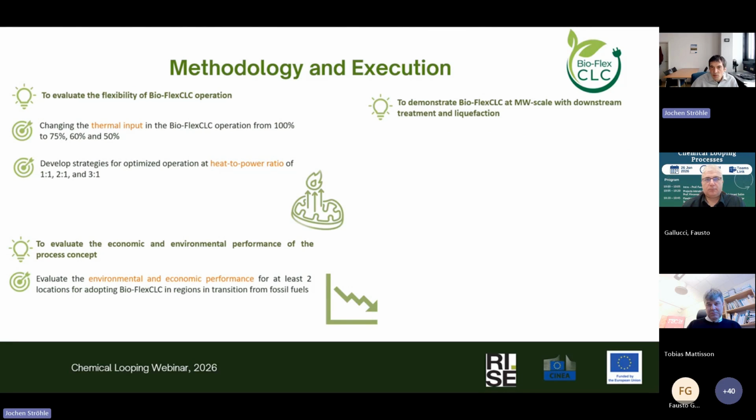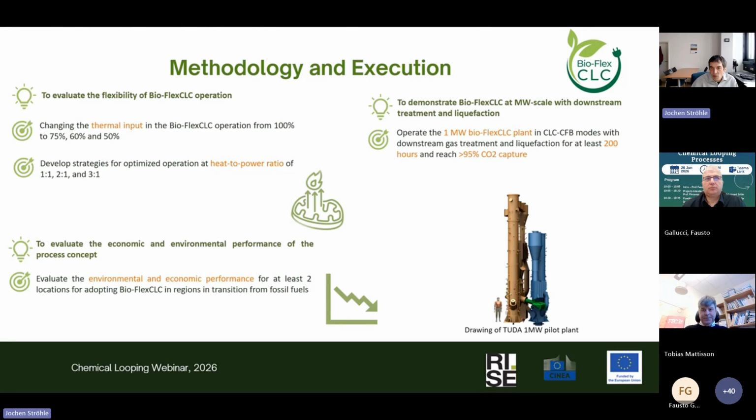Then to demonstrate the Bio-FlexCLC at megawatt scale with downstream treatment, here we operate a 1 megawatt Bio-Flex plant, both in a CLC and CFB mode, and the aim is to have at least 2 hours of operation and high capture of more than 95%. And finally, design a 100 megawatt commercial Bio-FlexCLC plant for CHP production.